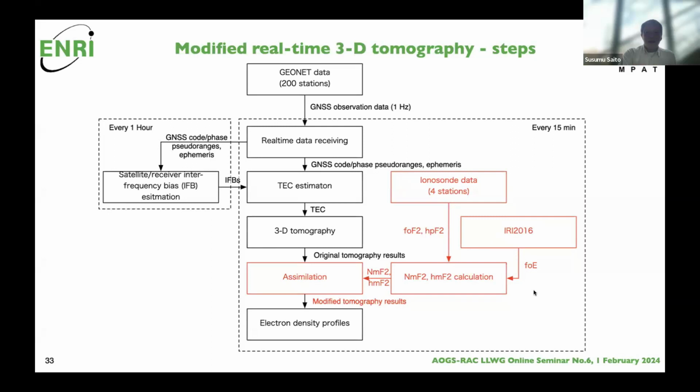From the real-time auto-scaling of ionograms, it is not easy to get foE. But the E region peak density is rather well obtained by the model. So IRI is just used to obtain the E region density to get a better hmF2 estimation.